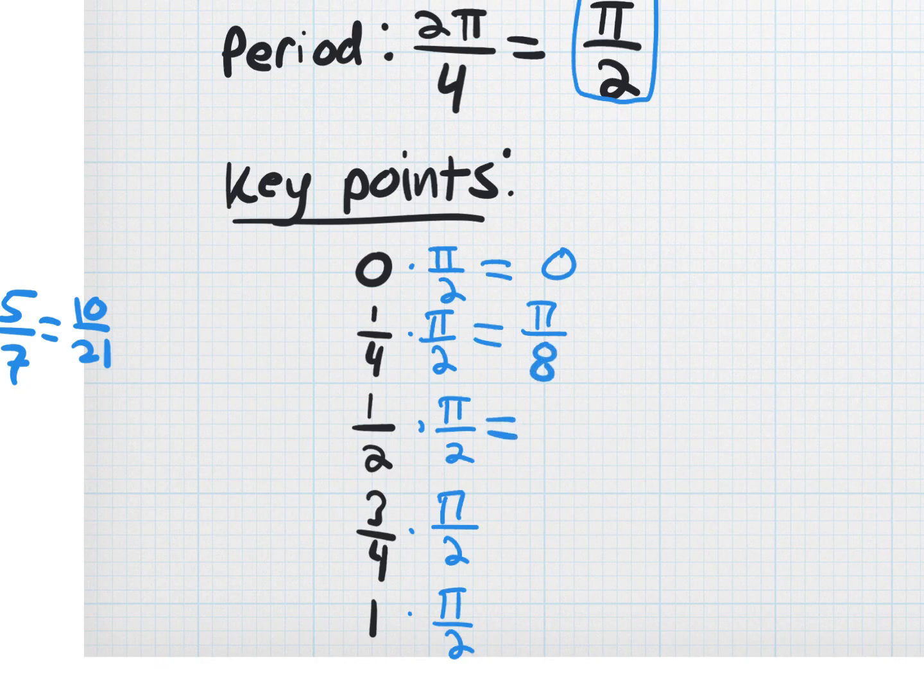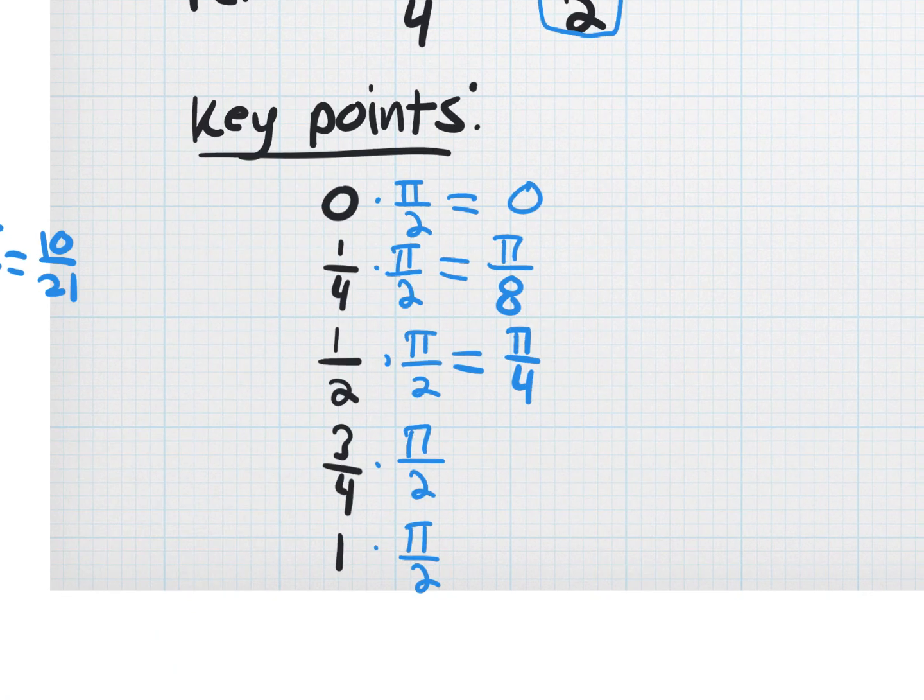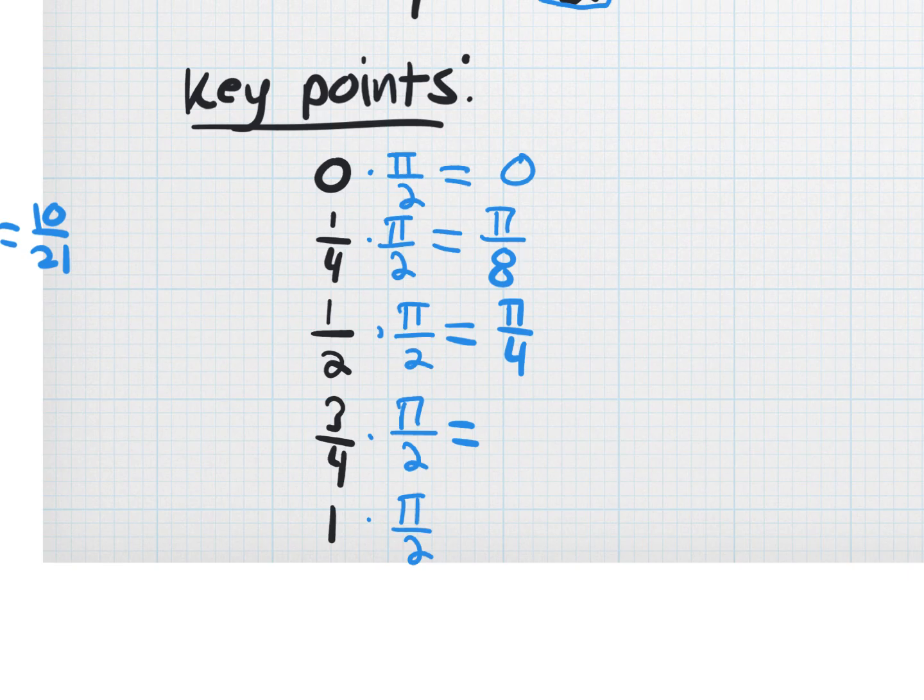All right, we'll do the same thing for the next one. What's 1/2 times pi over 2? Pi over 4, right? 2 times 2. And then the next one, 3 times pi is just 3 pi. And then 4 times 2? 8. Good. And then 1 times pi over 2 is just going to get you pi over 2.